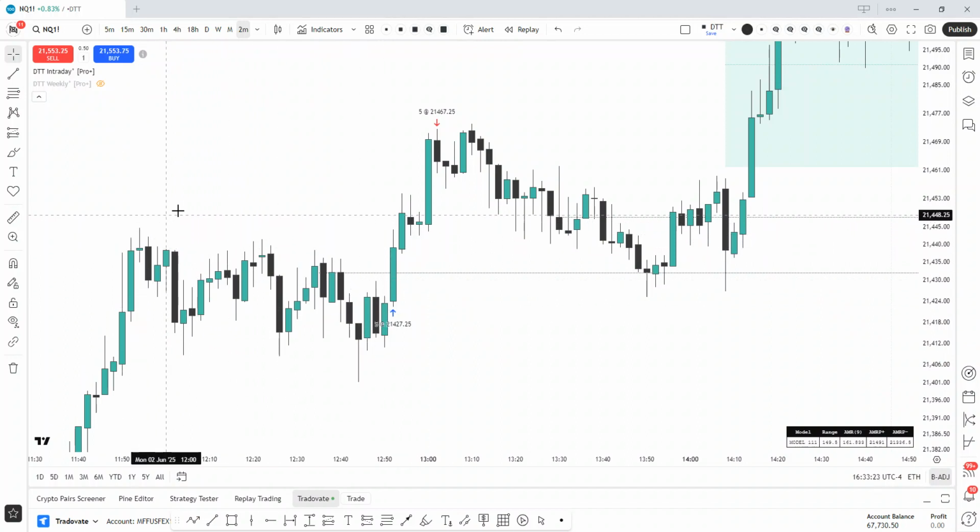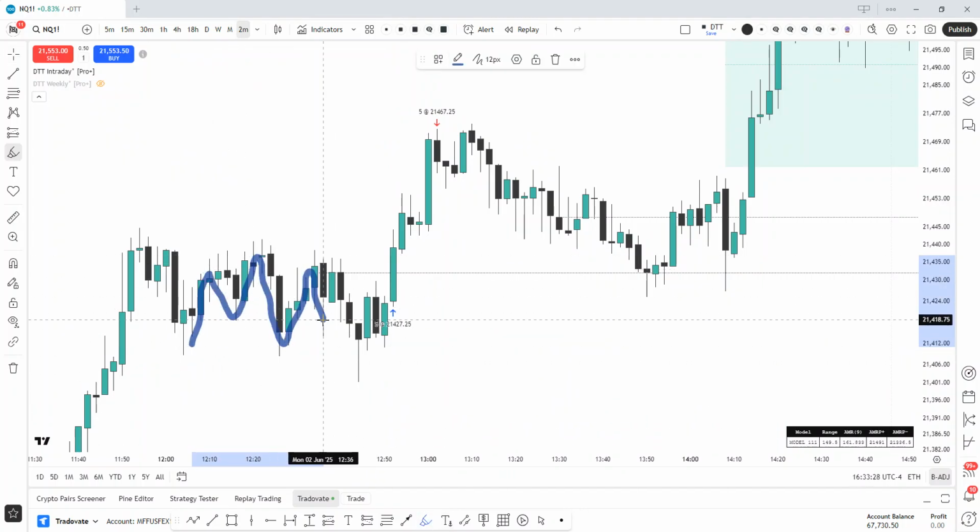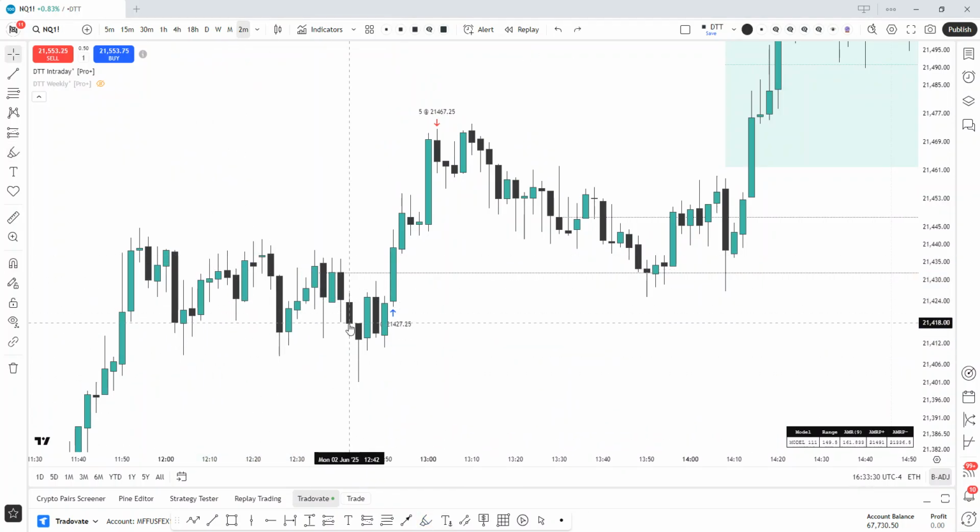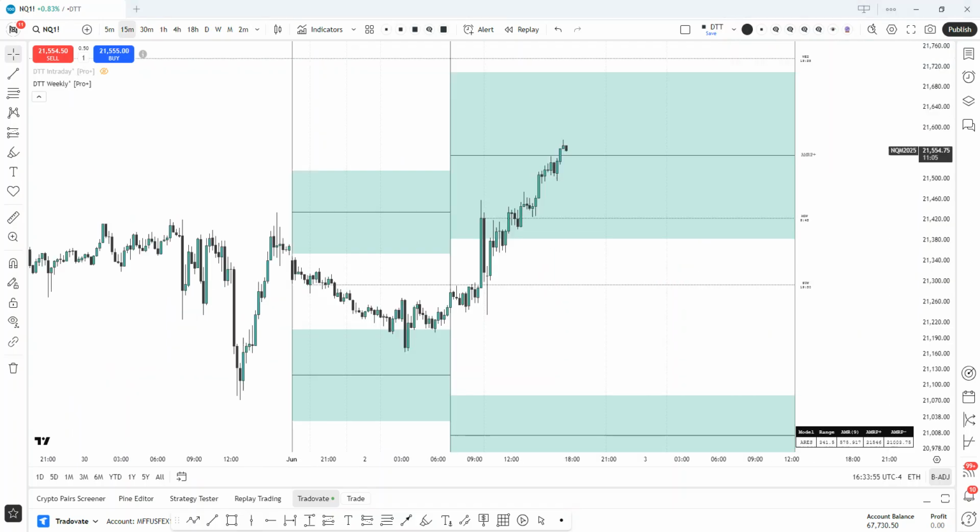So now my mission is to make this as accurate as possible and avoid all this chop here. And that's what the indicator is going to do for me. So let's first off start by looking at the higher time frame and looking at the weekly indicator.